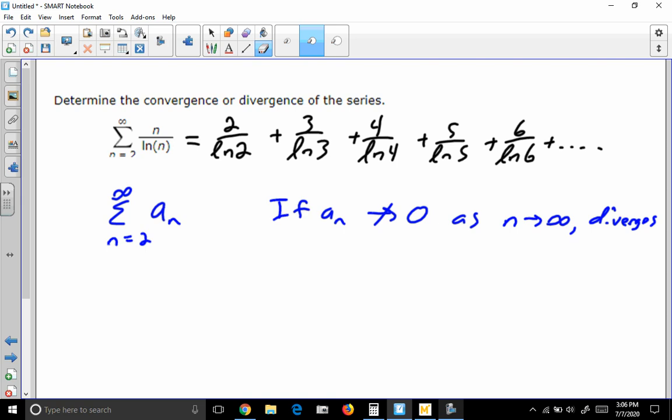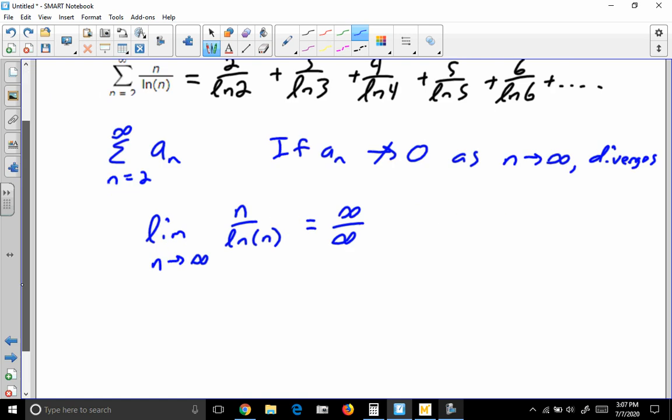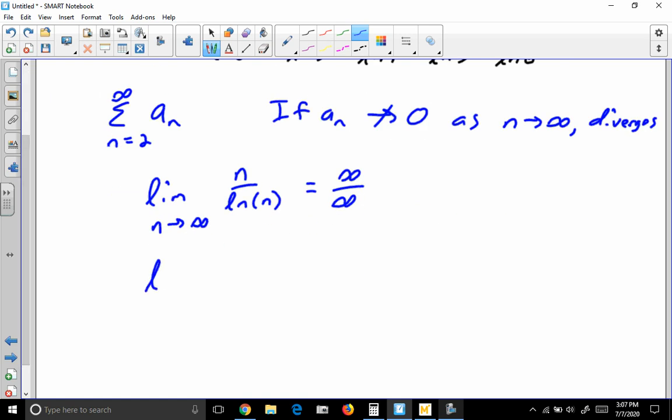So let's check to see if it's even possible for this to converge. If this sequence doesn't go to 0, we know it diverges. So let's find out. Let's take the limit as n goes to infinity of our sequence that generates our series. By direct substitution, we have infinity over infinity. Natural log of infinity is just infinite. So that's indeterminate, so we can use L'Hopital's rule.